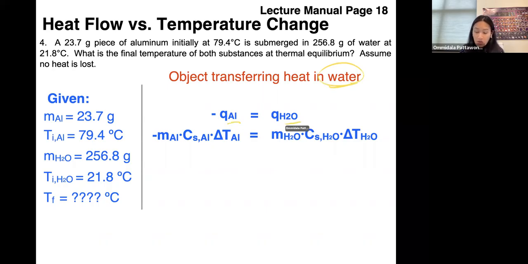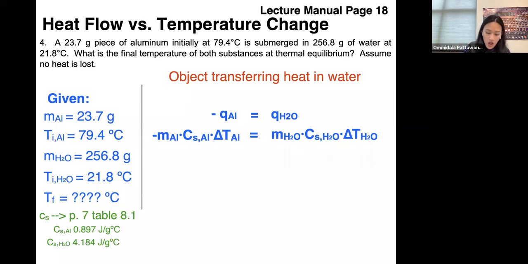You can do that with something else too. If you have two objects, say aluminum touching a copper cube, you can do that too. Instead of water, you just change it to copper. So this part right here applies to everything. It applies to the transfer of heat between two objects. This can be between your hand and your partner's hand as well.